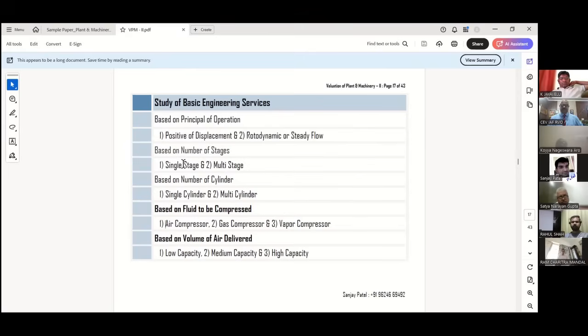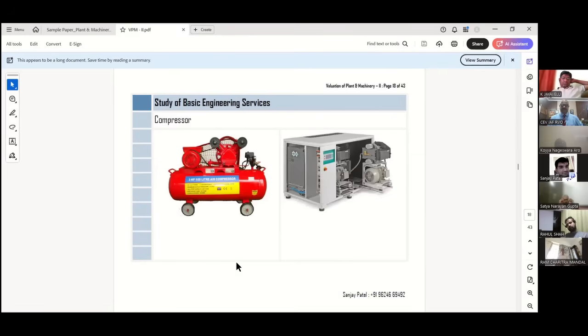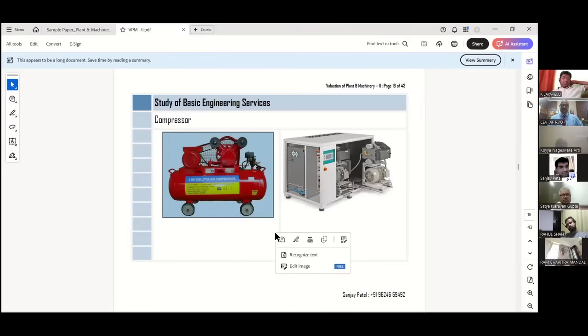Normally we know the air compressor, which compresses the air. Same type, gas compressors are also available, which compress gas only, and vapor compressors are also available. Based on the volume: low capacity, medium capacity, high capacity. Okay, so any idea which types of air compressor?